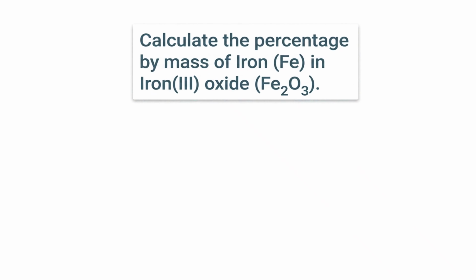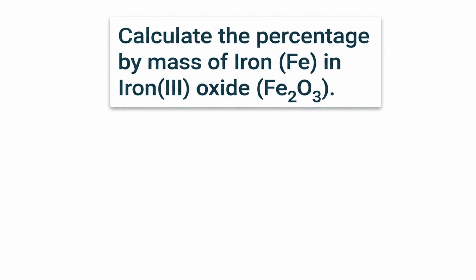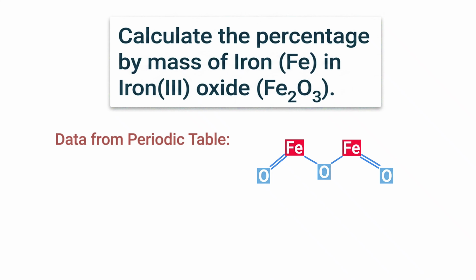We are asked to calculate the percentage by mass of iron in iron(III) oxide. Iron(III) oxide is the scientific name for rust and its chemical formula is Fe₂O₃. To solve this, we first need some basic data from the periodic table. The atomic mass of iron is 56 and the atomic mass of oxygen is 16.